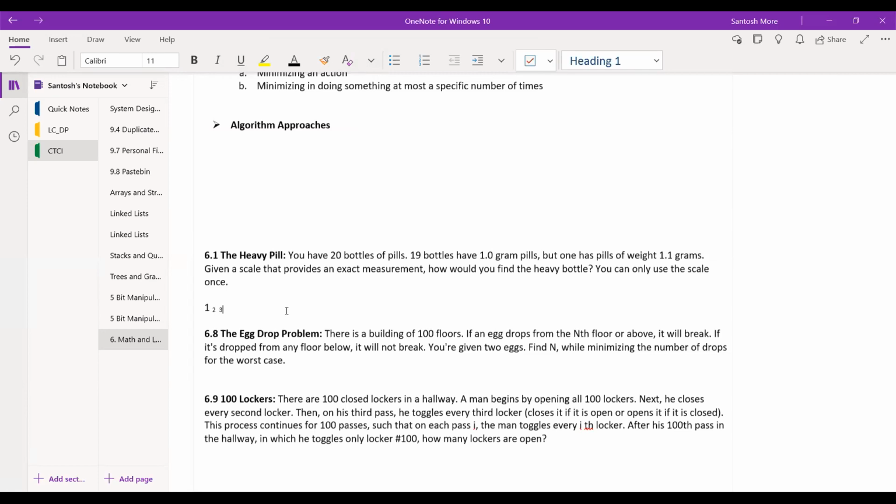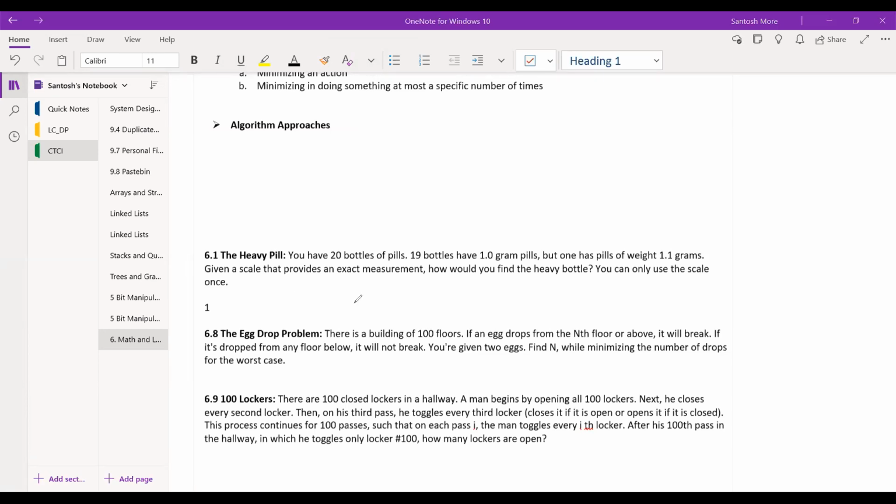Oh man, what happened? Why did it go down? I don't know why. I did something. Okay, second bottle, two pills. If I just annotate in that case, sorry about that.